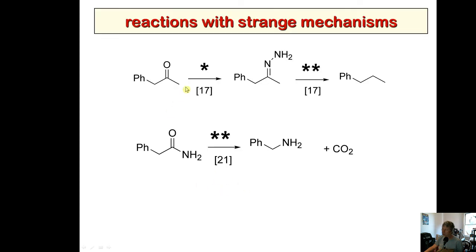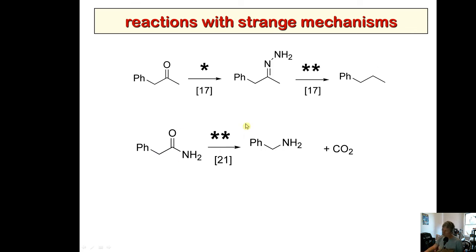Of course, the Wolff-Kishner, that was kind of a weird one. The first part's not that weird. It was just making the hydrazone, but the second part's kind of weird. How did that work? It was that NaOH thing where it ripped off the proton, and then it resonated into a carbon negative charge that grabs a proton, and you do that a couple times and you get the alkane. That was kind of a weird one.